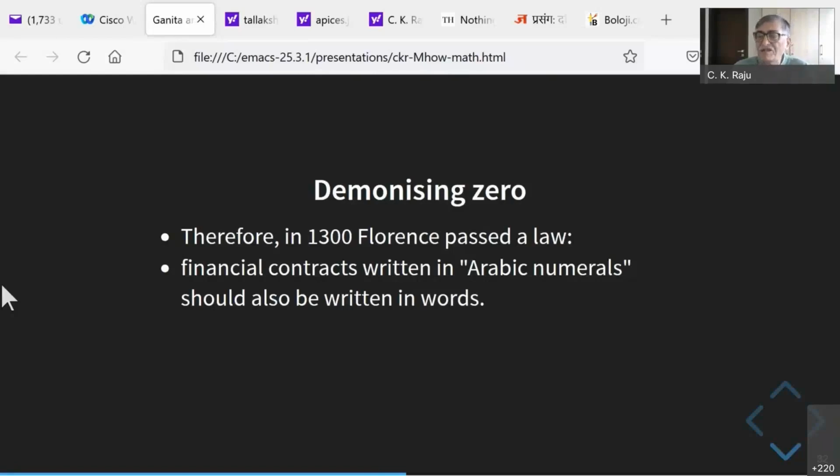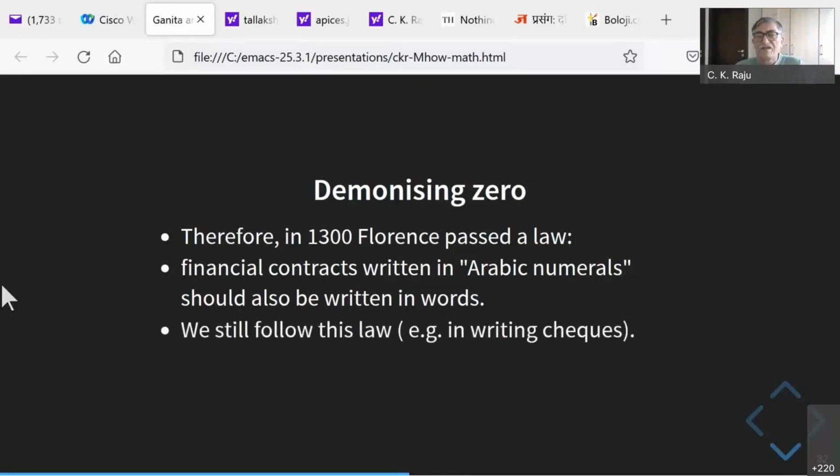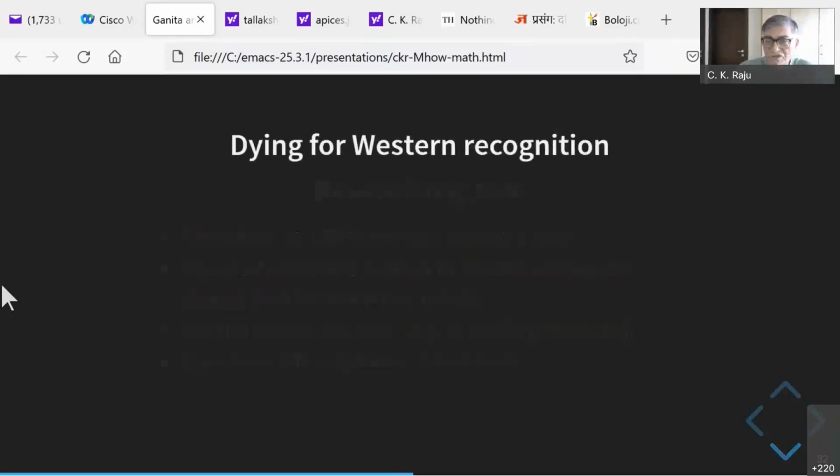Now note this cultural difference in ways of doing arithmetic. That is the important thing. That is what caused this lack of understanding and so on. And we still follow that in writing checks, and the very word zero is from cifra, which means cipher, which is a secret code. So that's the origin of zero.